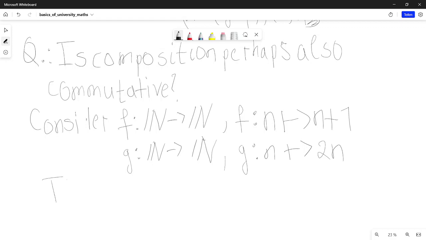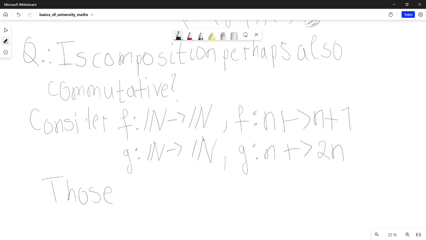And of course, if you think hard, you will realize that if we have found at least one example for which our claim does not work, the claim is in general not true. So when we ask, is composition perhaps also commutative? That would mean always commutative. What we are actually asking, in natural language, is composition perhaps also always commutative? Because associativity was always given, right?